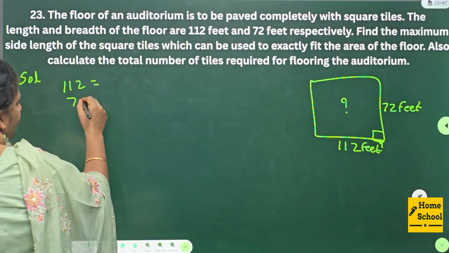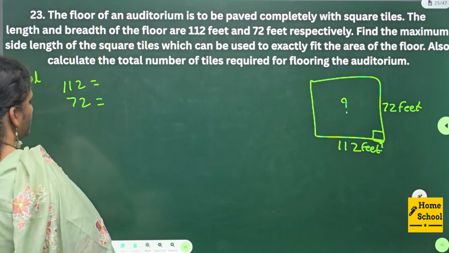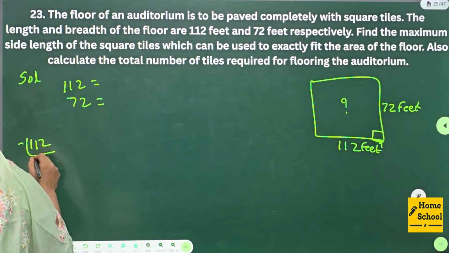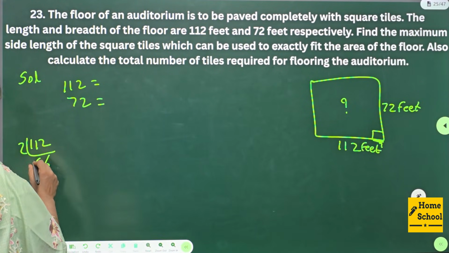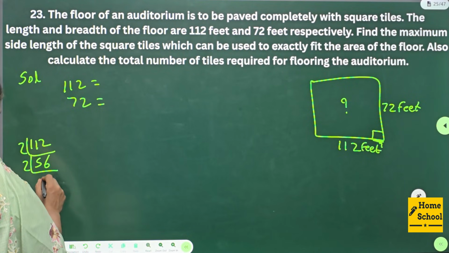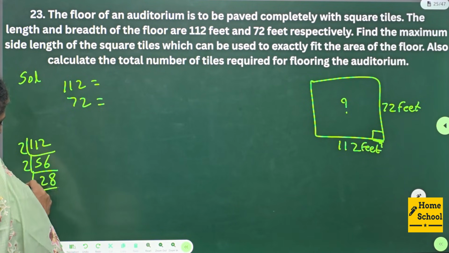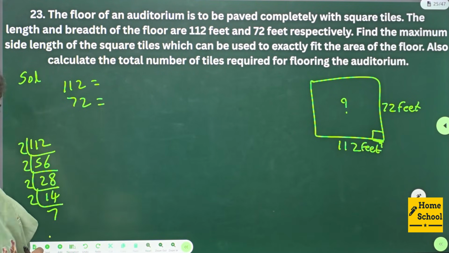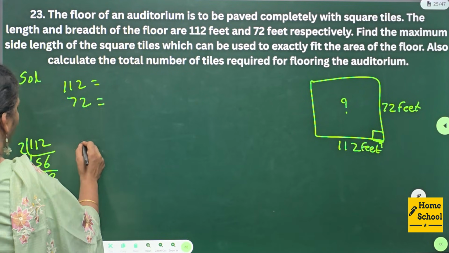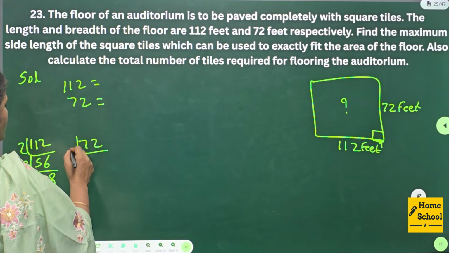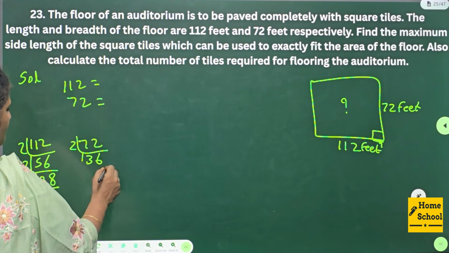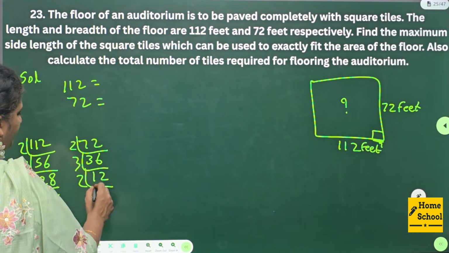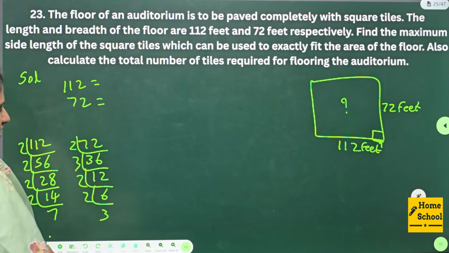112 and 72, we need the HCF. So how are we going to do it? 112: 2 5s are 10, 2 6s are 12, 2 2s are 4, 2 8s are 16, 2 1s are 2, 2 4s are 8, 2 7s are 14. Okay, same manner, 72: 2 3s are 6, 2 6s are 12, 3 12s are 36, 2 6s are 12, 2 3s are 6.